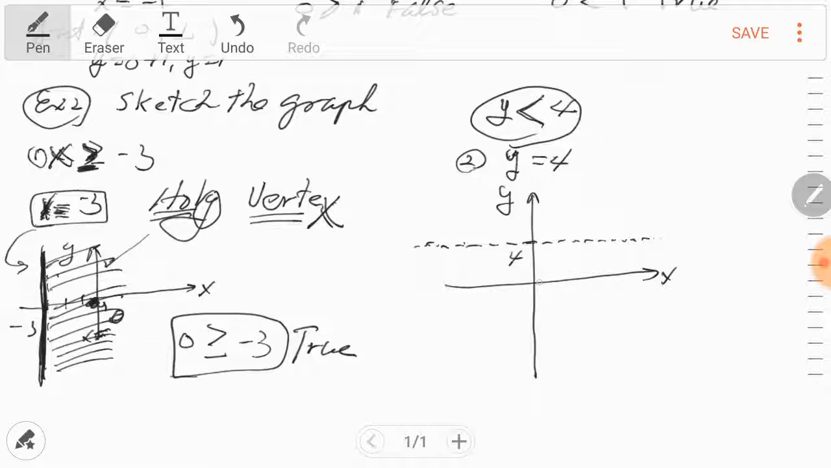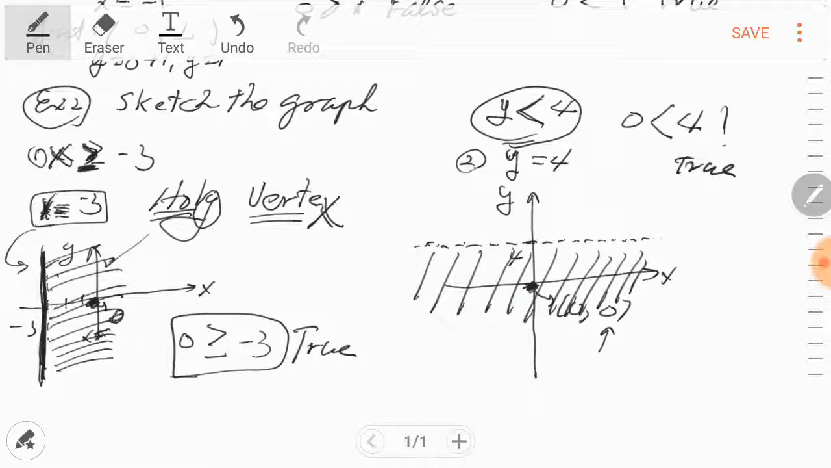Let's check any point not on the line. The best one is the origin, 0, 0. The y coordinate is 0. So is 0 less than 4? Yes, this is true. So the area that contains the point that we just tested is the solution. So it's got to be below the line.